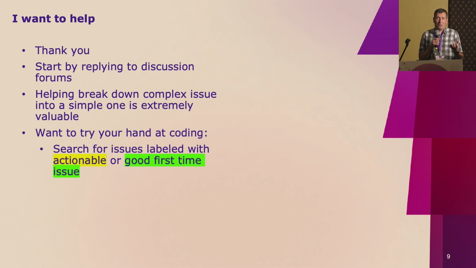Helping by breaking complex problems down into easier ones: if you're an intermediate ML practitioner and you see that somebody submits an issue which is very complex, you can probably help them identify and narrow it down to an easier problem. And last but not least, if you want to start coding, we mark issues. Again, I started with labels. We mark issues as actionable or good first issue, and it means that if you want to try your hand at contributing to PyTorch, then maybe that's your opportunity.